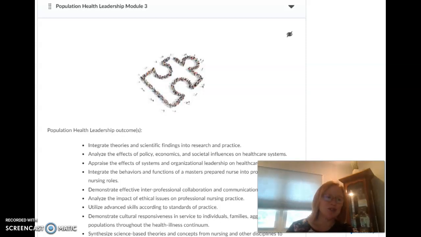The key is to break down those silos and determine how we can make connections with the outcomes. All right, so we are going to look at the nuances of change and the nuances of engagement. We know that both are critical for successful population health practice.